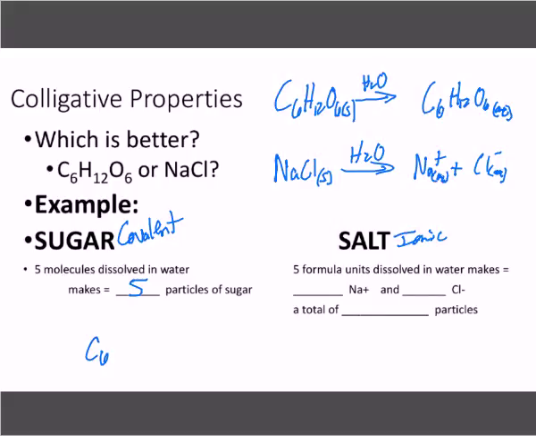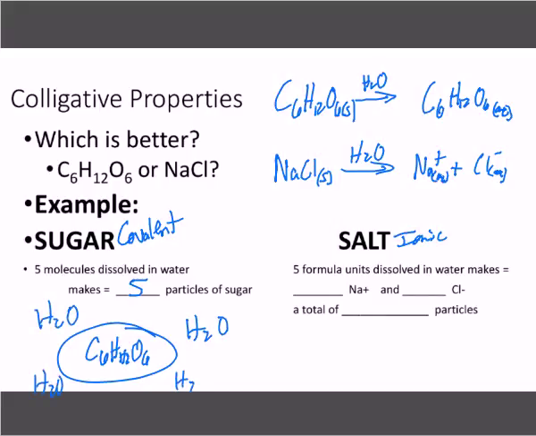All right, so I've got C6H12O6. It's staying together with water molecules all around it. But it's dissolved. It's mixed with the water at the molecule level. So it's not just sugars bound up together. Where salt, on the other hand, makes how many sodium ions?